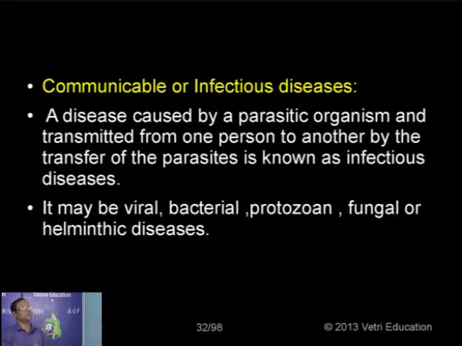Any disease which is transmitted, how is it transmitted? By means of agents. What are the agents? We'll see now. The infectious disease may be caused either by virus, bacteria, protozoan or fungus. These are all more or less microorganisms. And also we have macroorganisms like the worms. They are called helminths.